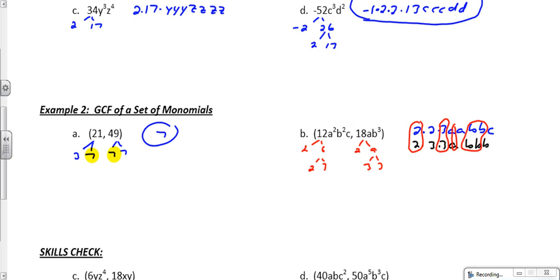So the greatest common factor would be what they have in common. They both have a 2, they both have a 3, they both have 1 A in common, and they both have 2 B's in common. So our greatest common factor would be 6A B squared. Greatest common factor.